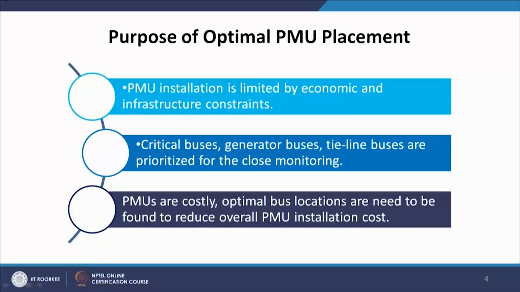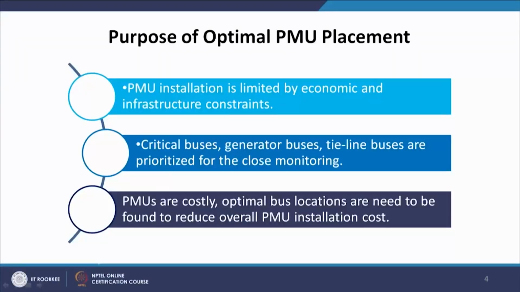Now, the critical buses, critical generator buses, and tie line buses are prioritized for close monitoring, especially in a transmission network. Whenever there is a tie line, we need to measure those. Similarly, two microgrids can be connected through a tie line, and hence those two nodes are important to me. Now, PMUs are costly. Optimal bus locations need to be found to reduce the overall PMU installation cost.